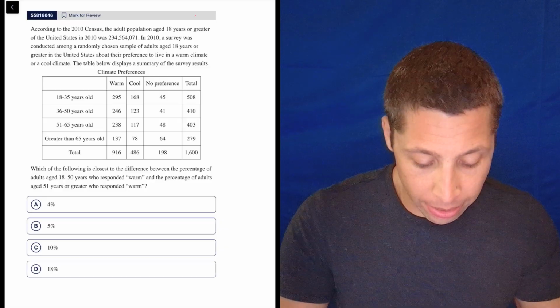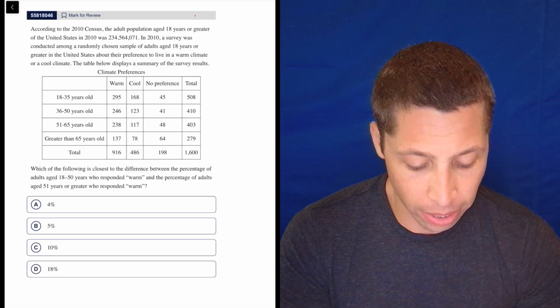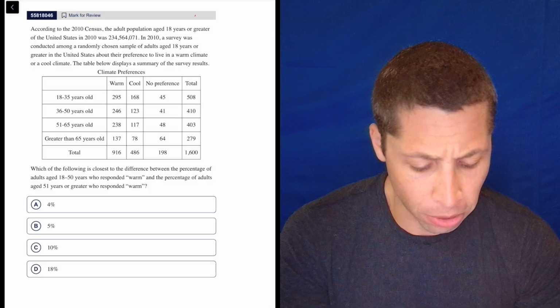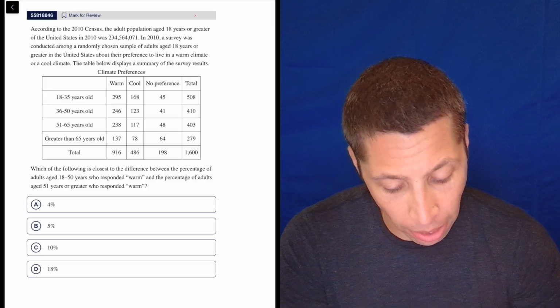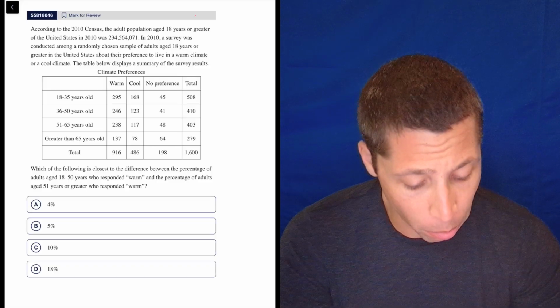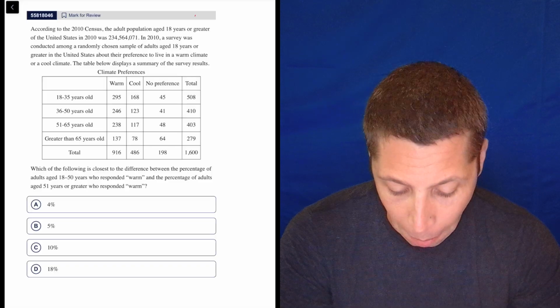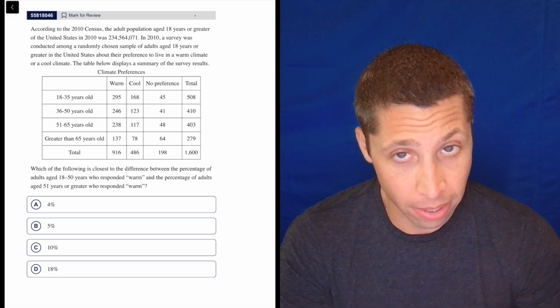According to the 2010 census, the adult population aged 18 years or greater of the United States in 2010 was 234,564,071. In 2010, a survey was conducted among a randomly chosen sample of adults aged 18 years or greater in the United States about their preference to live in a warm climate or a cool climate. The table below displays a summary of the survey results. Okay, just kind of setting us up.